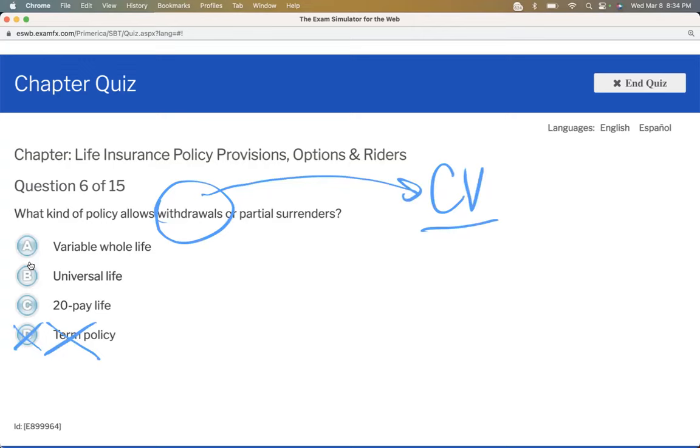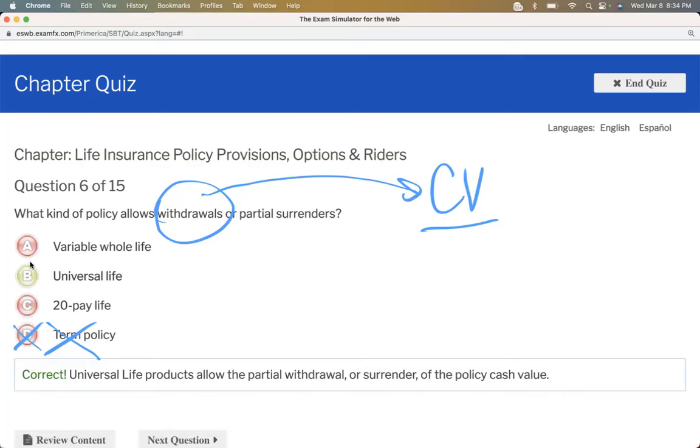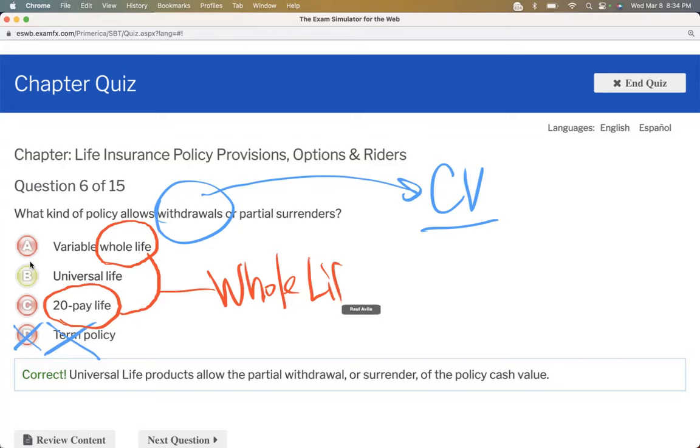Partial surrenders. I think the answer here is going to be B because right here, check this out, different color. Whole life and 20 paid life are the same thing. They're both whole life. So 20 paid life is a type of whole life insurance. Okay. And right here, we're talking about universal life, right? Universal life is the only one that's different.